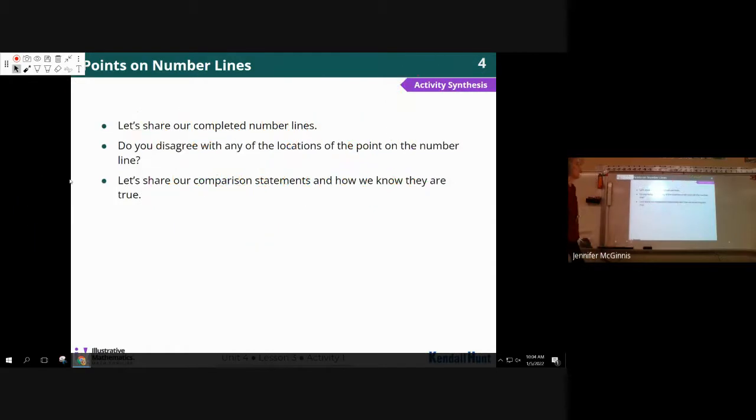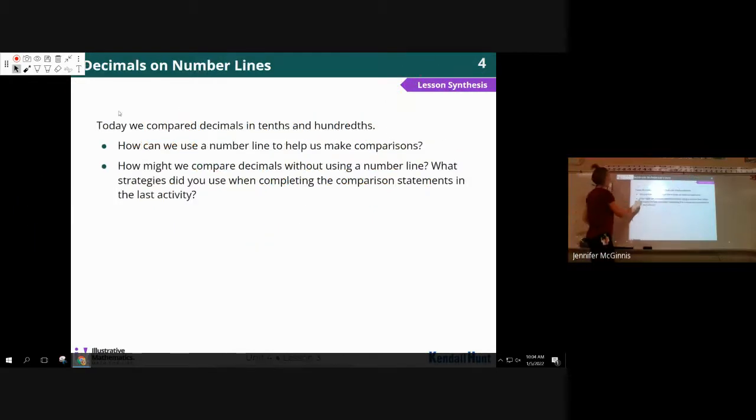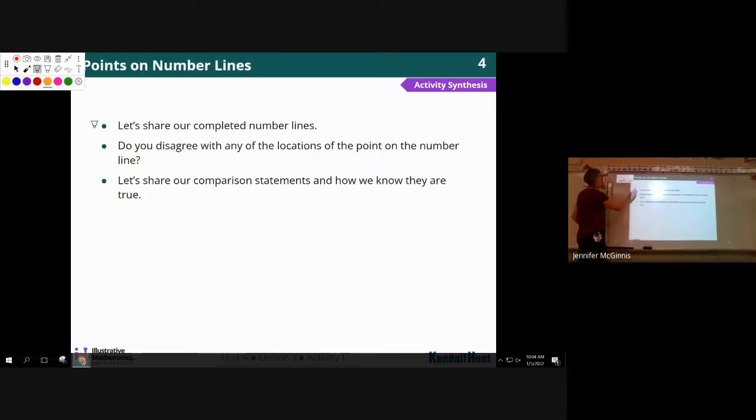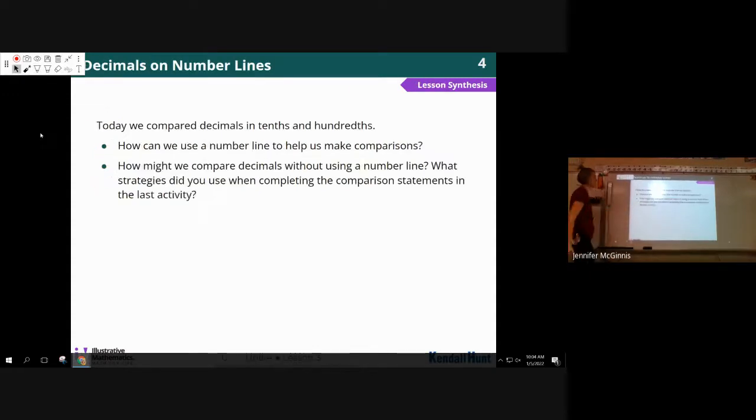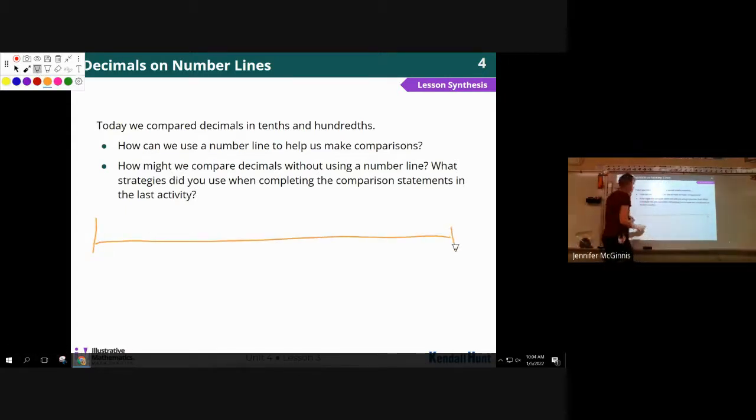Very nice. Let's share our completed number lines. We did that. Do you disagree with any of the locations of the points on the number line? No? Let's share our comparison statements. We did them together. So today we compared decimals in tenths and hundredths. How can we use a number line to help us make comparisons? Anybody want to speak to that?